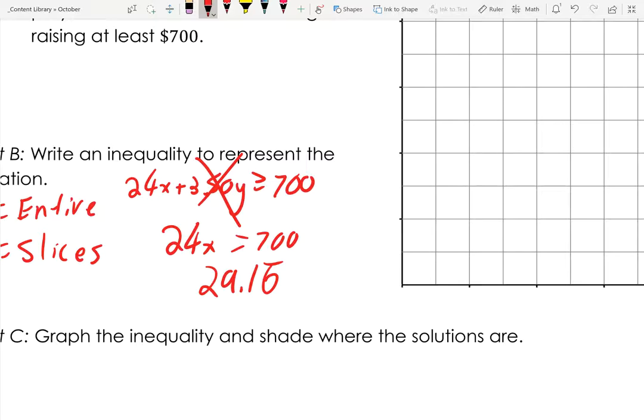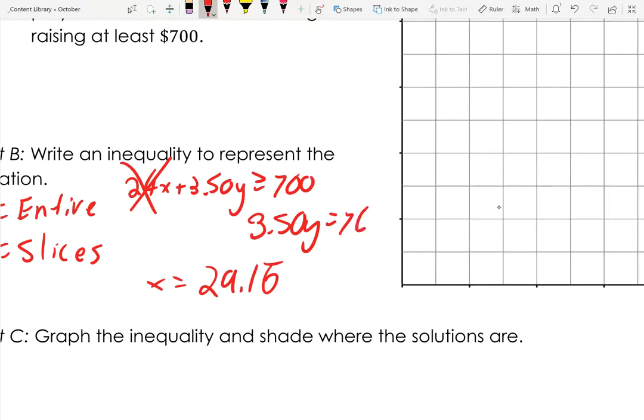So that is entire cheesecakes. Now I'm going to come back to how I'm going to graph that later. What if we don't buy entire cheesecakes, and only buy slices of cheesecake? How many slices of cheesecake could I get and make $700? Not 70, 700. 700 divided by the 3.5 would be 200.